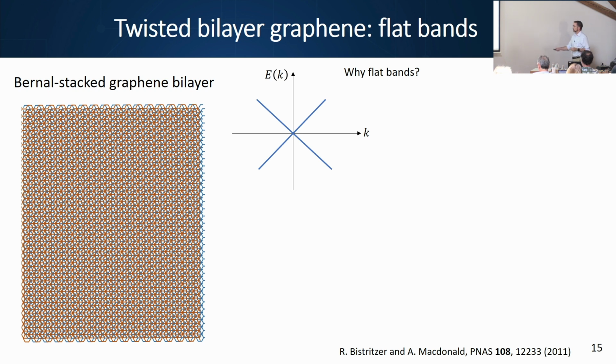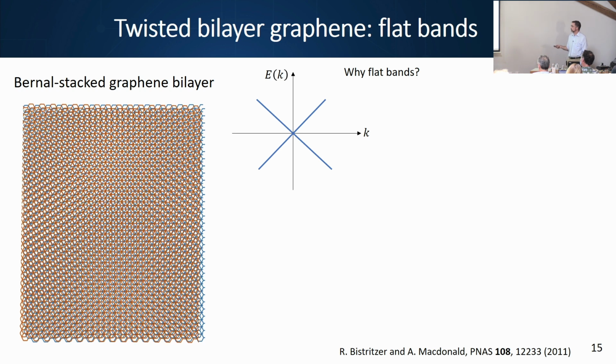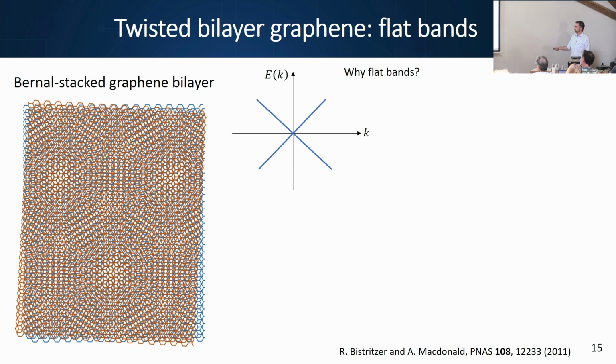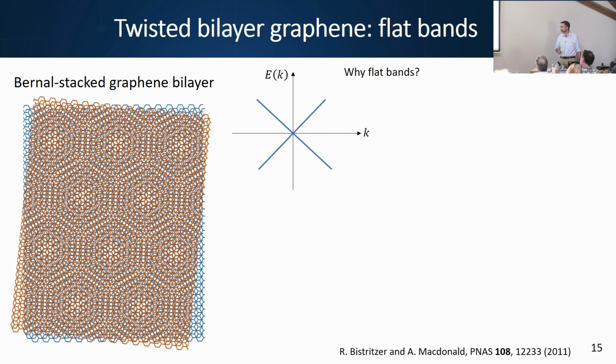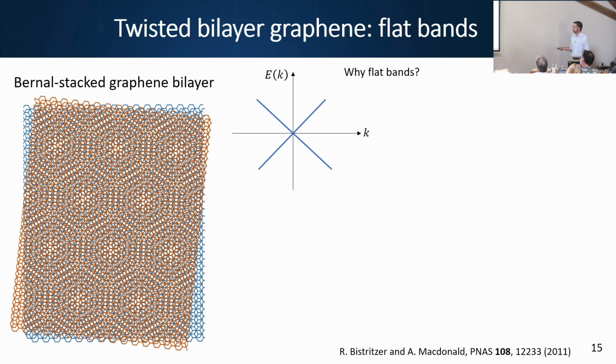So let's start with a Bernal stacked graphene bilayer and suppose that the layers are uncoupled from each other. And so I have a linear dispersion at the K and K prime points. And I'm going to rotate the top layer with respect to the bottom. And you see these moire patterns starting to emerge. And what that does is to displace the Dirac cone of the top layer relative to the bottom by an amount which is related to the twist angle, like this.